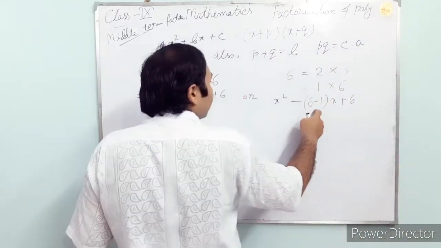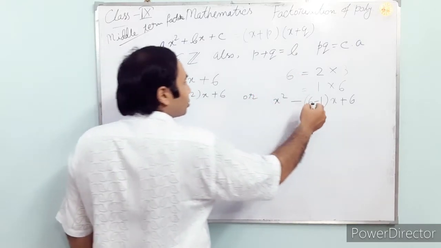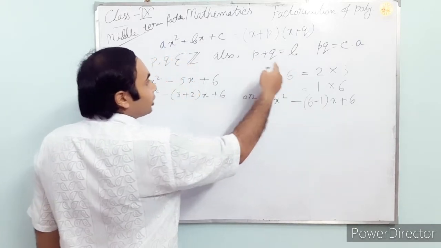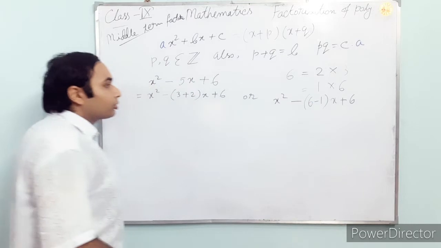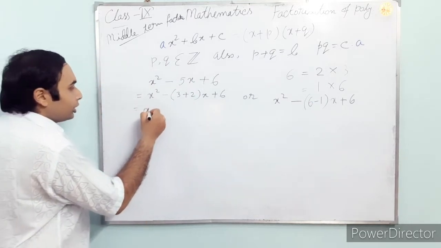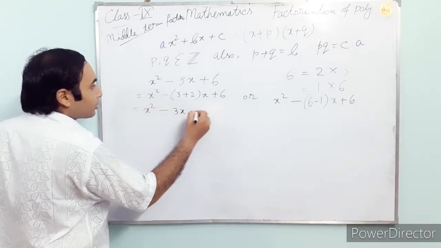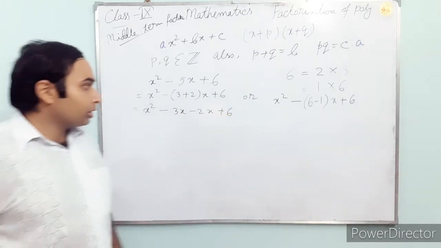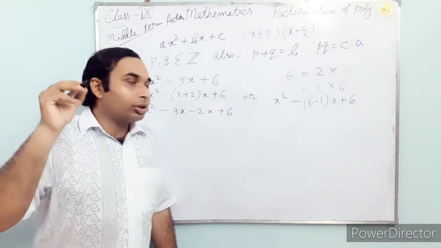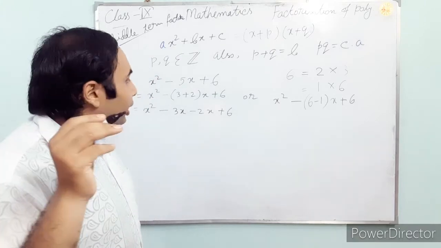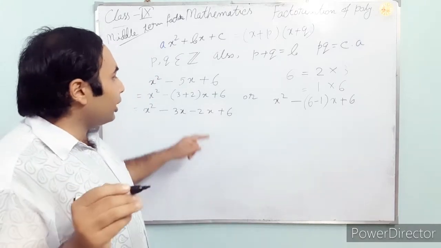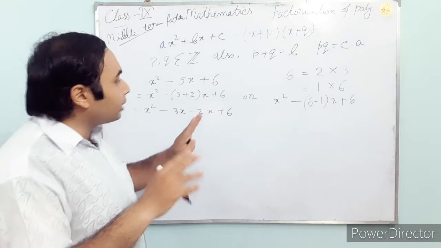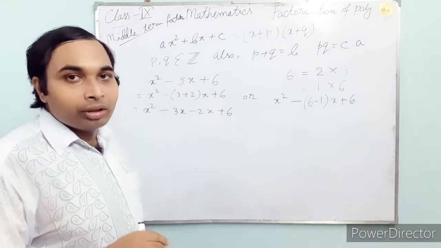So 6 minus 1 means here those two integers are p is 6 and q is minus 1. That's why 6 minus 1 is coming. So now it is x square minus 3x minus 2x plus 6. For those types of sums, don't make any mistake regarding signs. If you make any mistake regarding signs, then the answer will not come.